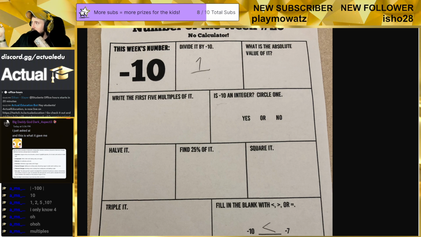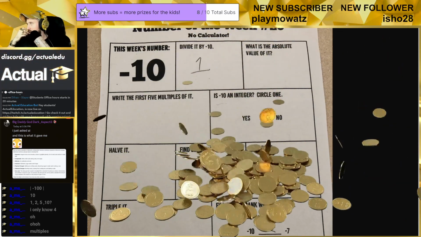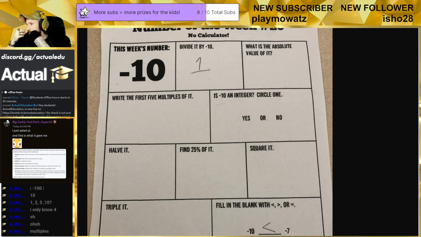So how do I cut negative 10 in half? Would it be -5? Good, yeah. You're just dividing it by 2, right? Or the other way to say halve it is to multiply by 1/2, right? Yeah. All right. So 25% would be 0.25. So it would be 0.25 times negative 10. So minus 2.5.